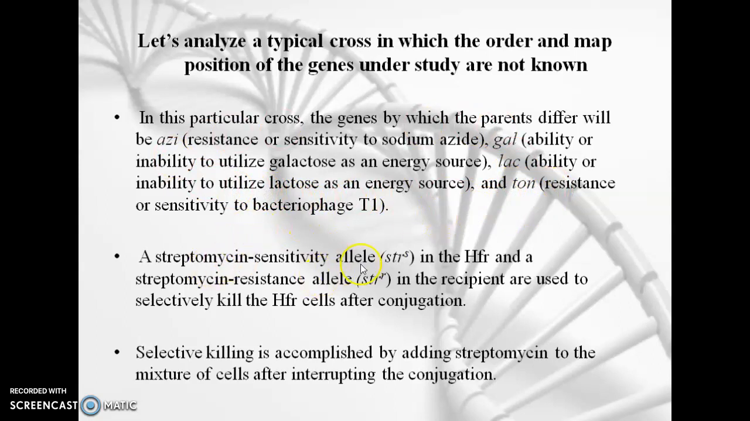So the streptomycin sensitivity allele and resistance allele, that is the basis for selectively killing HFR cells that we have already discussed in the previous slide. So how is this selective killing accomplished? By adding streptomycin to the mixture of cells after interrupting the conjugation. So when we add streptomycin, the streptomycin sensitivity allele in HFR causes the degradation or killing of HFR cells. However, the streptomycin resistance allele in the recipient or F- cells keeps that cell intact.